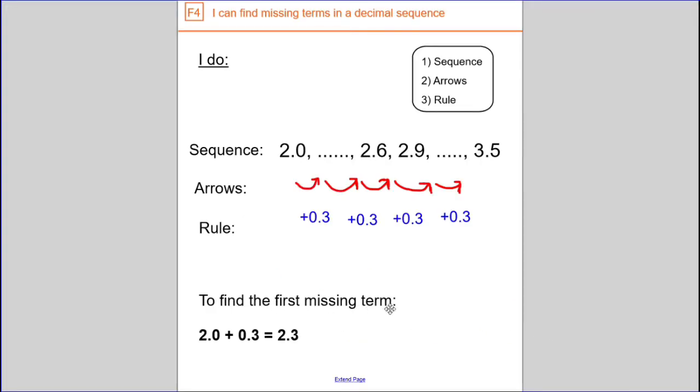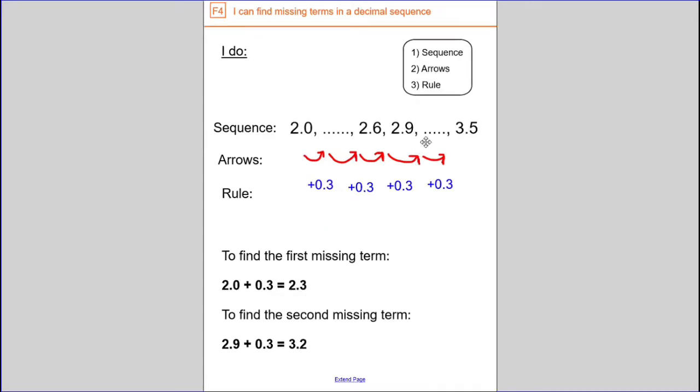So to find the first missing term, we're going to start from the previous term before the gap. In this case, it will be 2.0, add the 0.3, which will give us 2.3. Now, to find the next missing term, we're going to use 2.9 as our previous term, and then add 0.3, and we get 3.2. Once we've done that, we can jot down our answers. So the first missing term would be 2.3, and the second missing term would be 3.2. So here, 2.3 would be our second term, and 3.2 would be our fifth term.